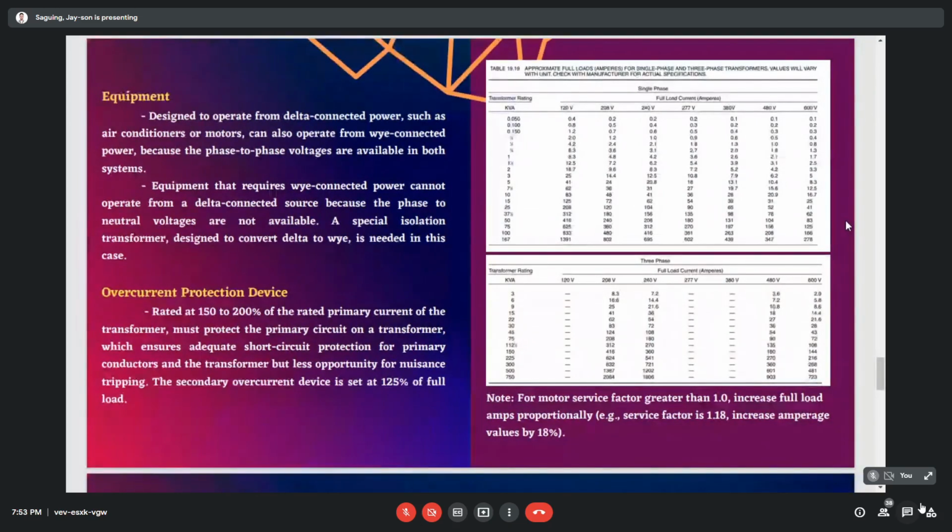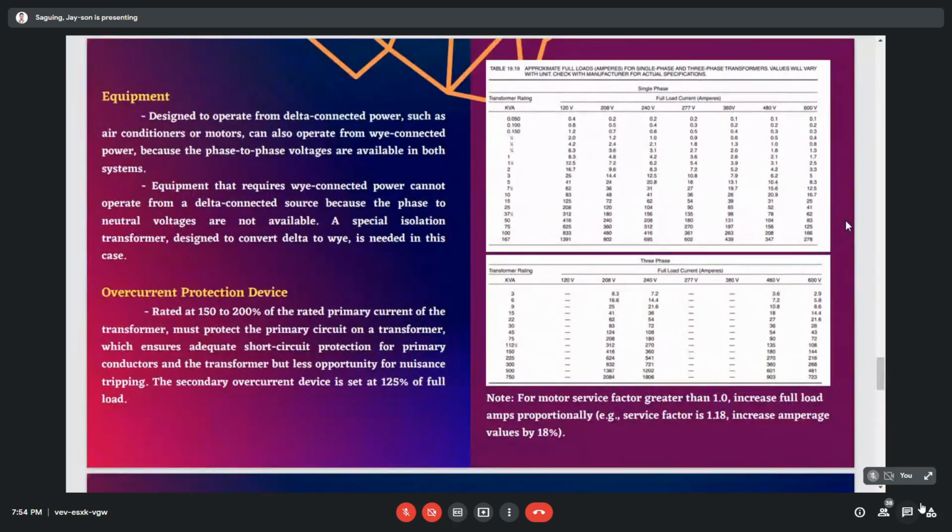For overcurrent protection, the device is rated at 150 to 200% of the rated primary current of the transformer to protect the primary circuit on a transformer, which ensures adequate short circuit protection for primary conductors and the transformer, but less opportunity for nuisance tripping.